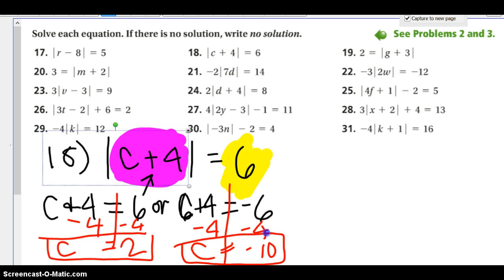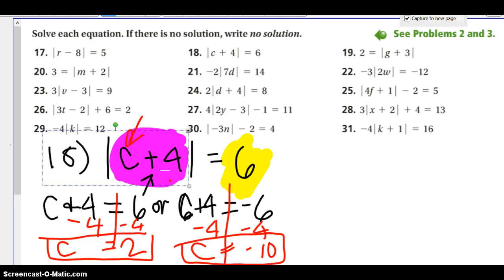So you're almost always going to have two answers, and you're looking for what could go in here as the c. So if I did 2 plus 4, that gives me 6. Absolute value of 6 is 6. And then if I do c is negative 10, well, negative 10 plus 4 gives me negative 6, and the absolute value of negative 6 is 6. All right, let's try the next one.